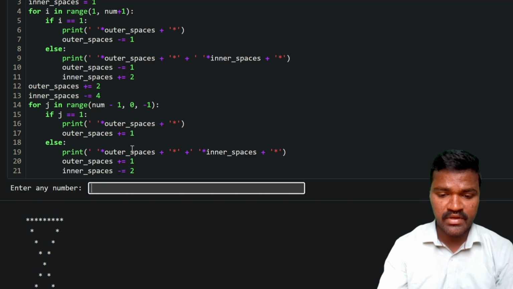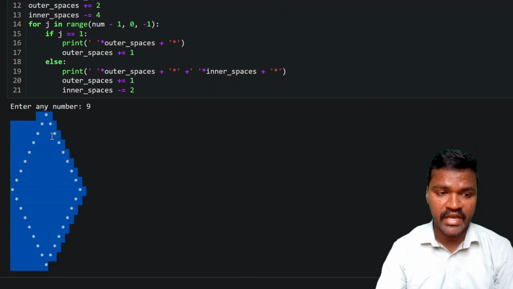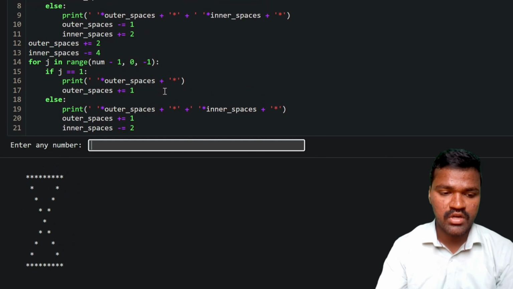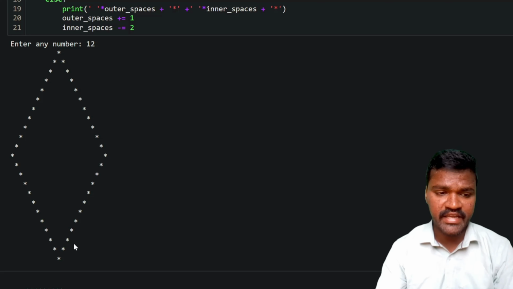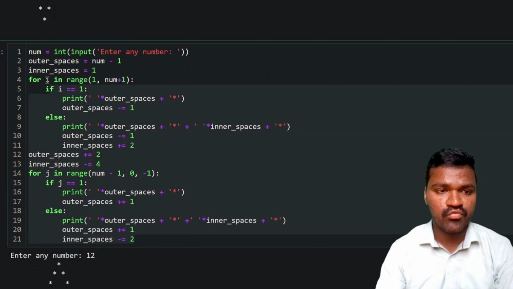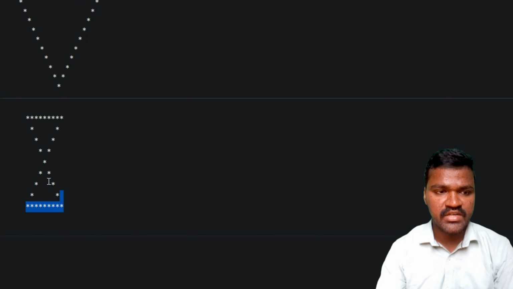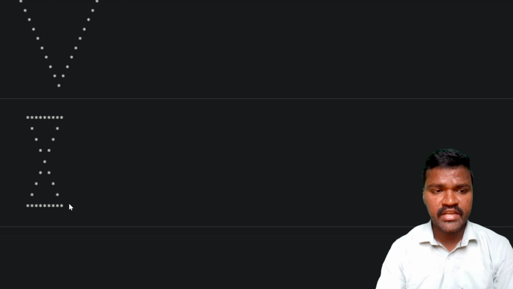If I give some other number, let's say 9, we can get the similar pattern that we tried to print. If I give one more number, let's say 12, we are still able to get the same pattern that we expected. So I hope you understood this pattern and how we printed it. In the next video, we will see how we can print this pattern using concatenation and string multiplication. If you can write a solution for this, comment your solution in the comment section. If not, I will discuss this solution in the next video.